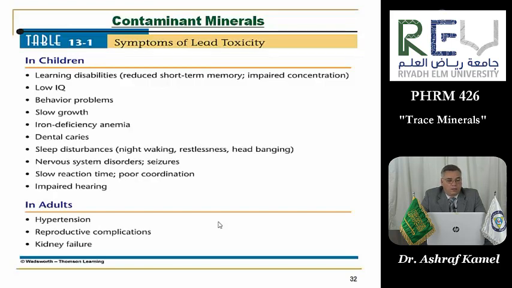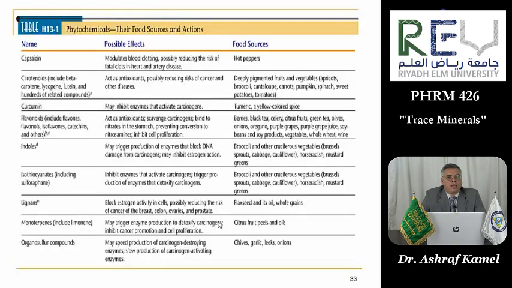Symptoms of lead toxicity in children include learning disabilities, low IQ, behavioral problems, slow growth, iron deficiency anemia, dental caries, sleep disturbances, nervous system disorders like seizures, convulsions, slow reaction time, poor coordination, impaired hearing. In adults, it gives hypertension, reproductive system complications, and renal failure.